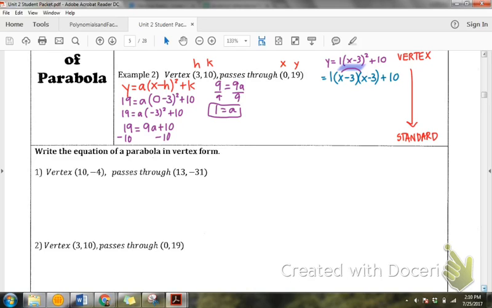So we know x times x is x squared. X times negative 3, negative 3x. Negative 3 times x, negative 3x. Negative 3 times negative 3, positive 9. I'm going to bring down my plus 10 and my 1.